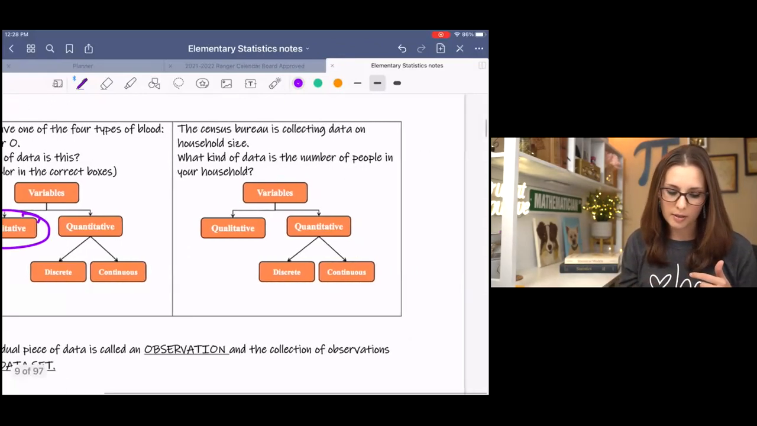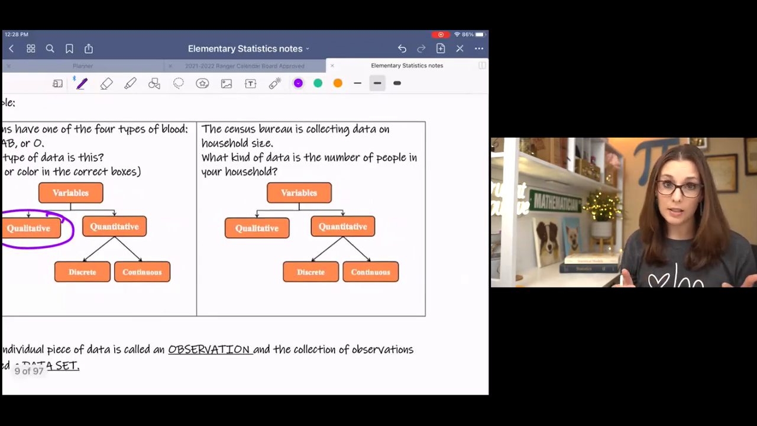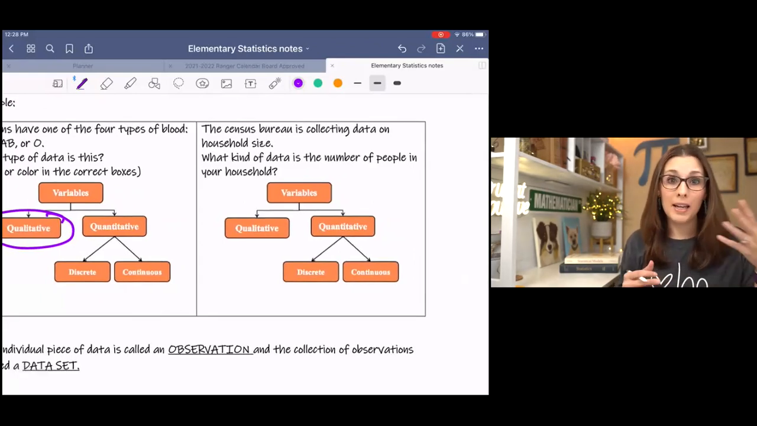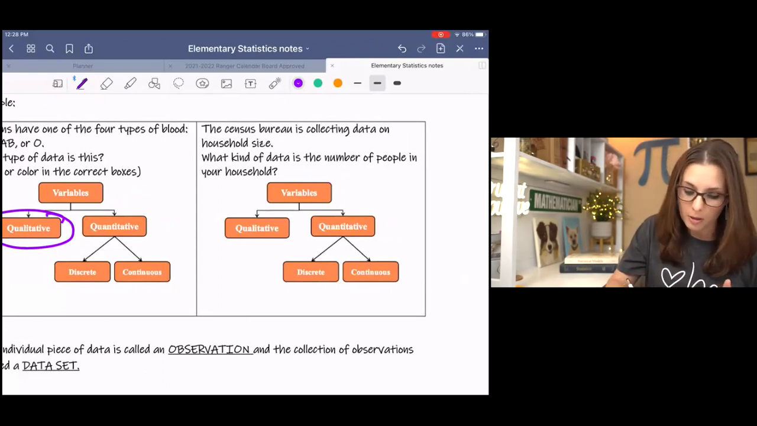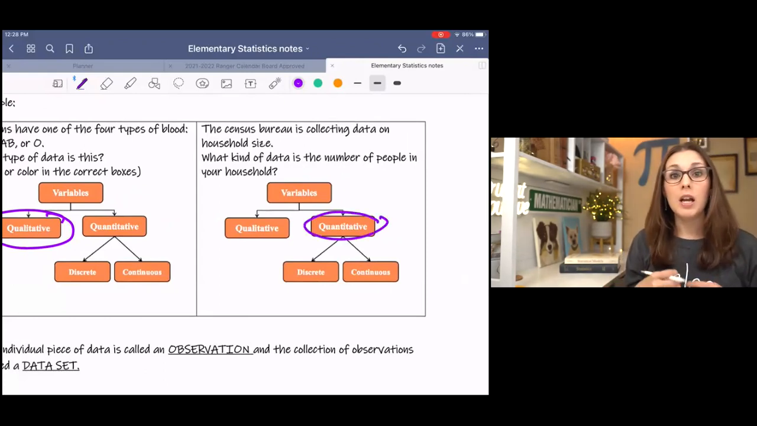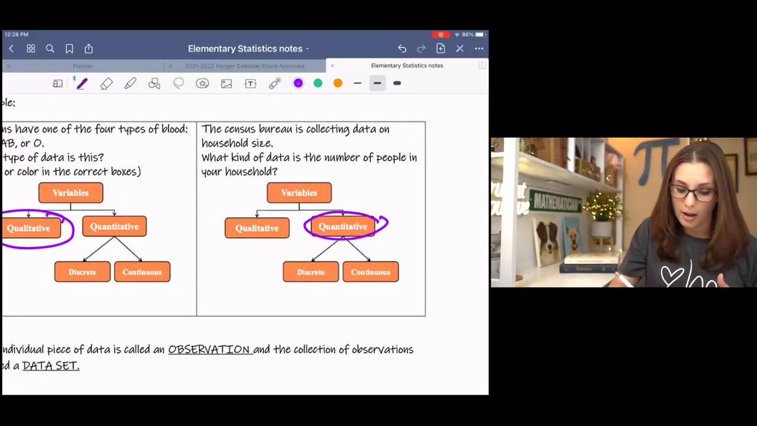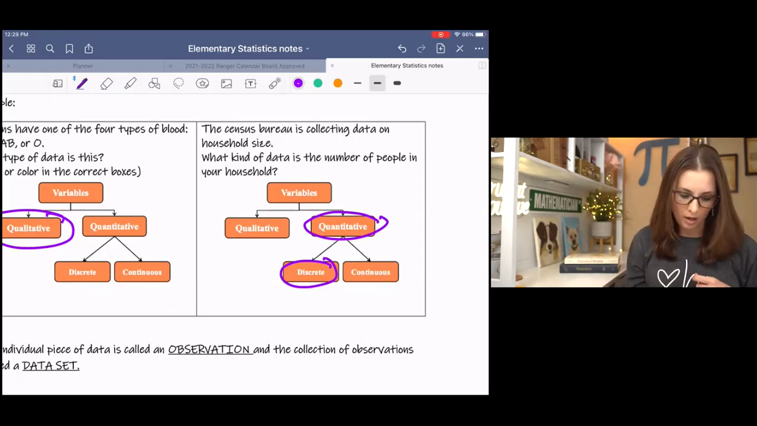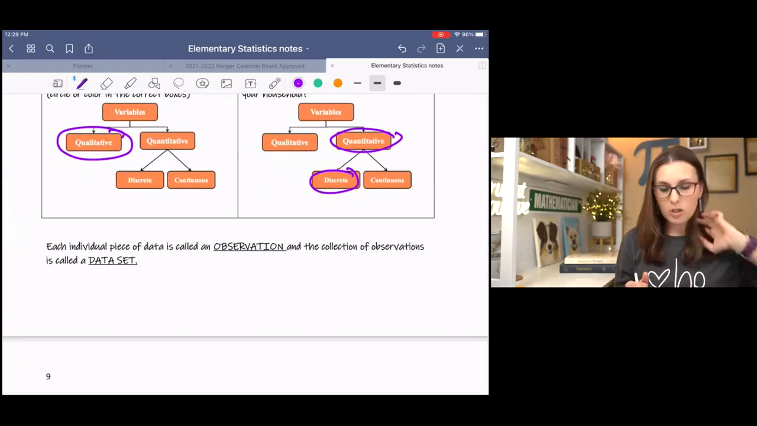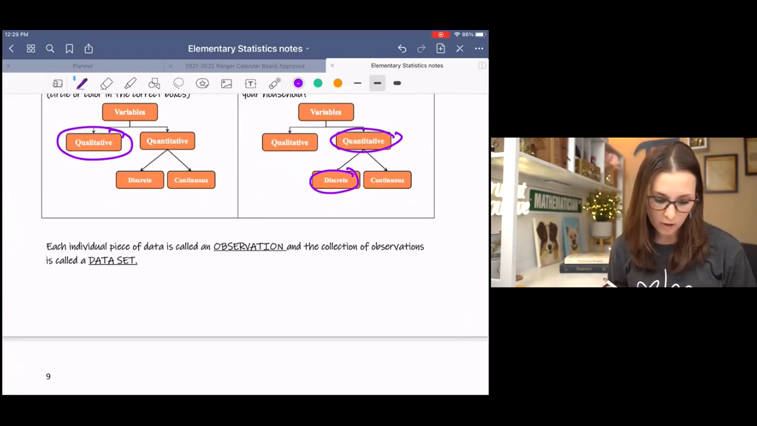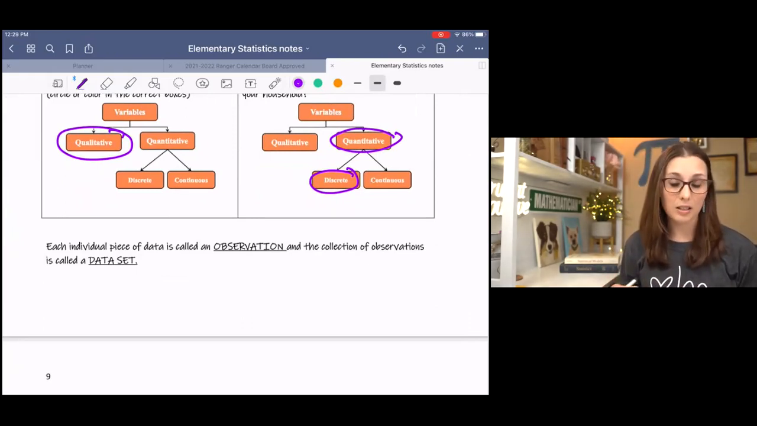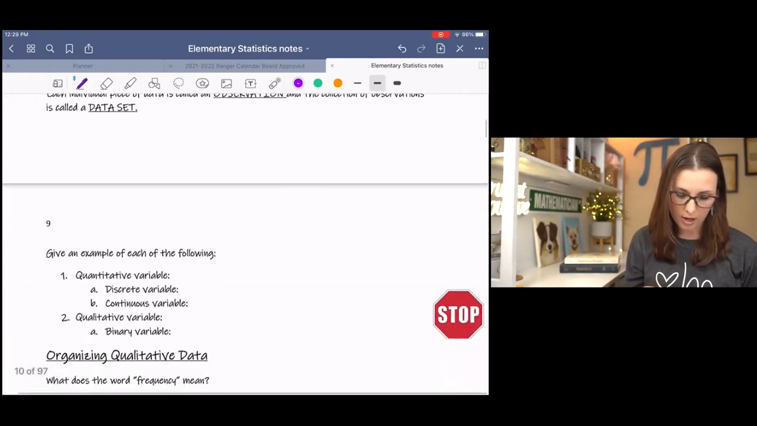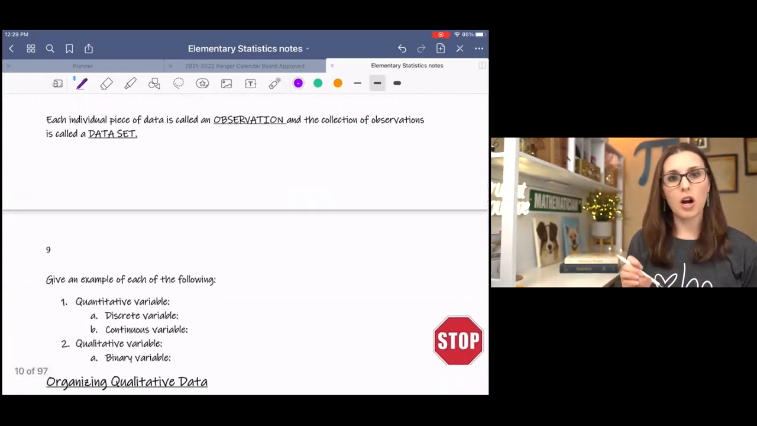In the right one, it's asking household size. So basically, how many people are in your household. This is going to be quantitative because we're going to be giving numbers as our answers. And that is discrete because people are whole units. Each individual piece of data is called an observation, and the collection of observations is called a data set. So that's just some vocab for you. And then to end the video, I want you to try to come up with some examples of each of these, and then pause the video, try some examples, and then come back.